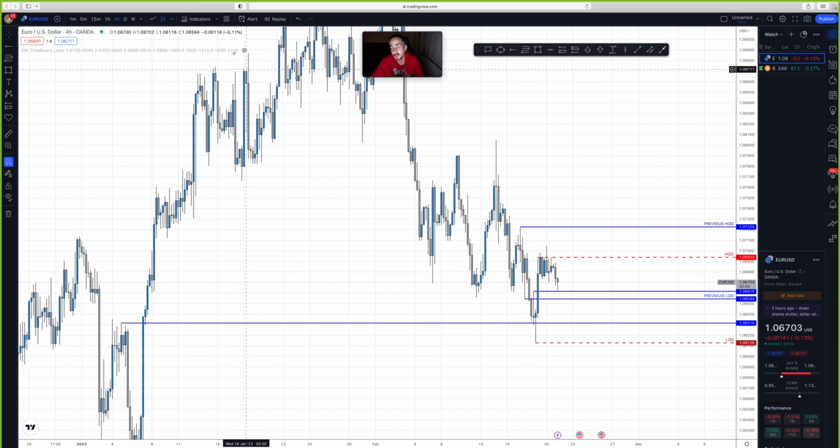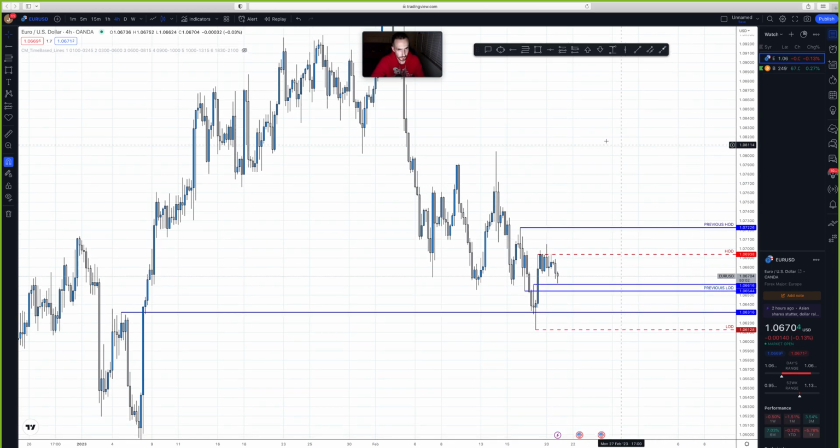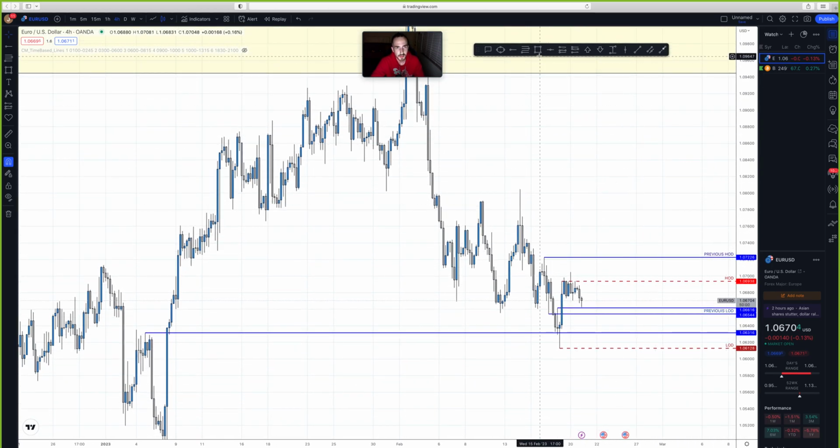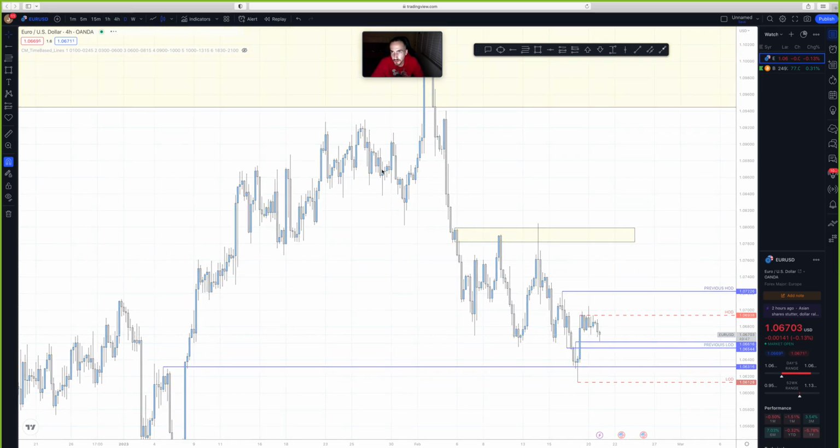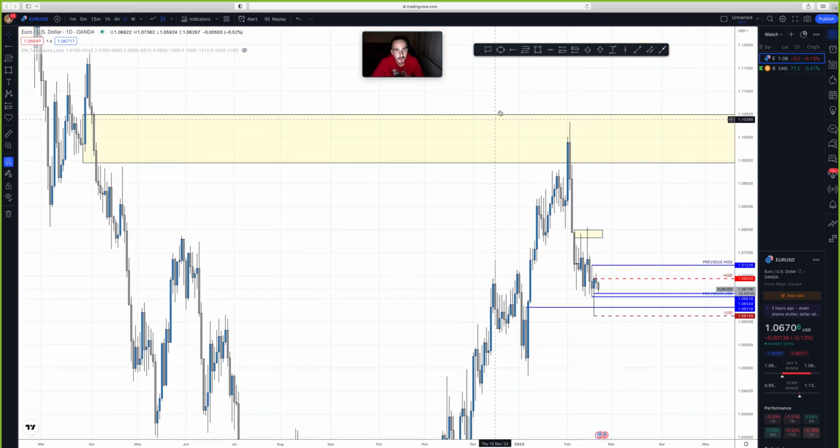I'm going to break this down even more for you guys. So let me highlight this area of demand. This area of supply right here as well. As you guys can see, price used it twice here to touch this area of demand. So let me also draw this real quick right here. So let me show you guys what I see and what I anticipate for price on the bigger picture.